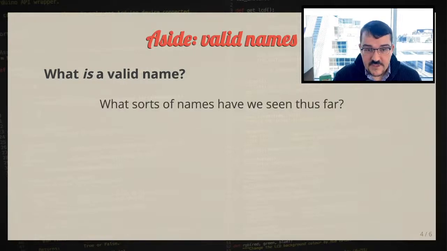So we've seen lots of names thus far. What are the rules for something that makes a valid name in Python? So in Python, a valid name is called an identifier. An identifier because it identifies something. It may identify a variable, it may identify a function, it may identify a module.